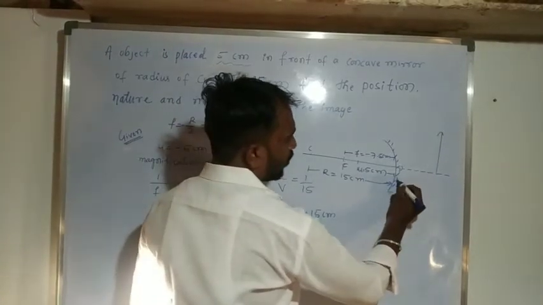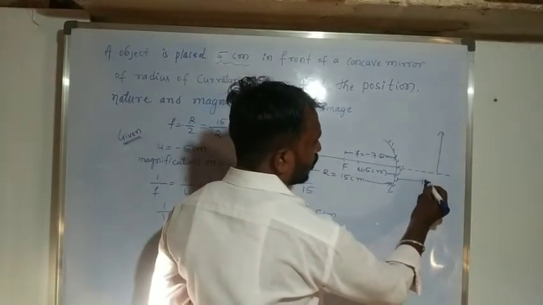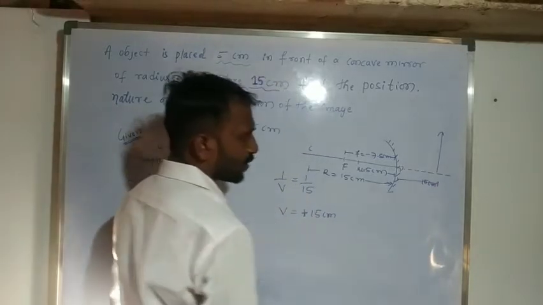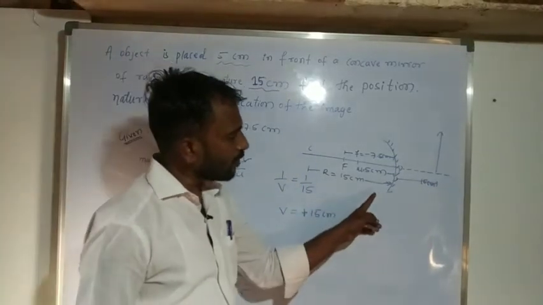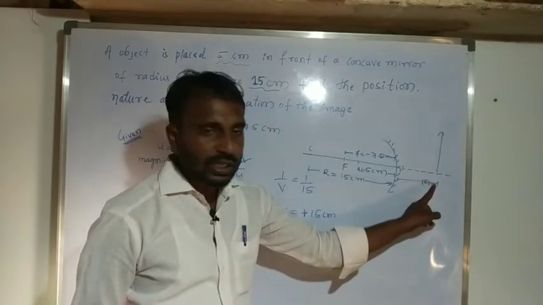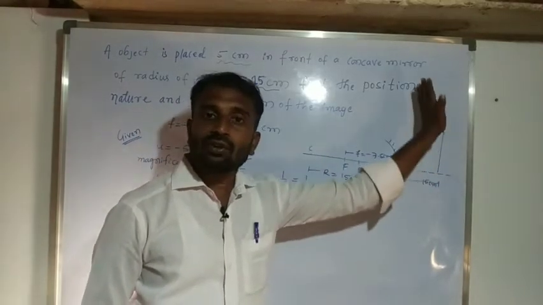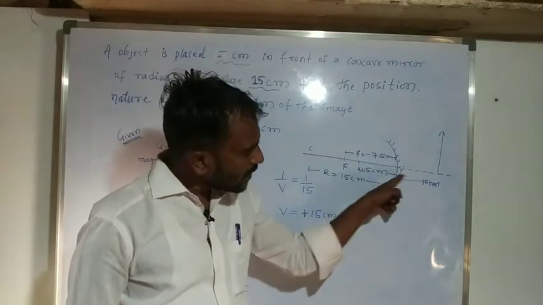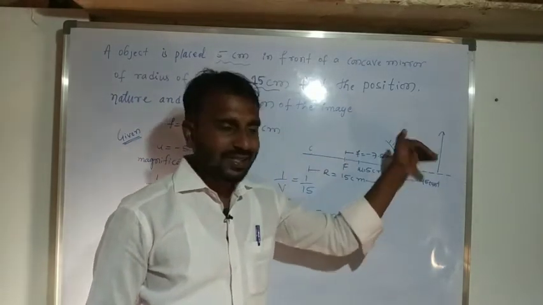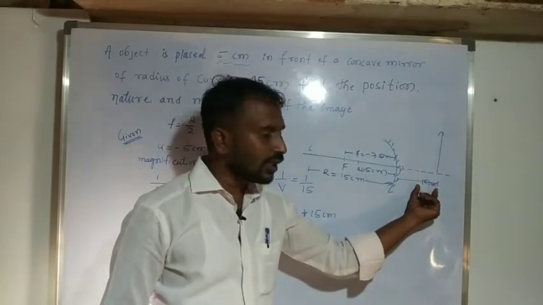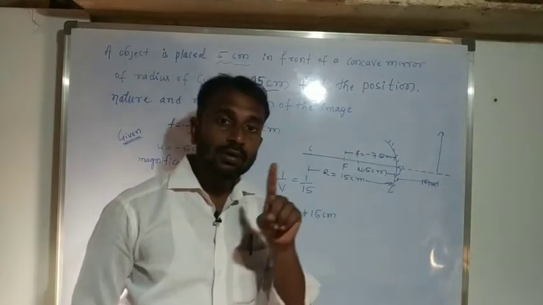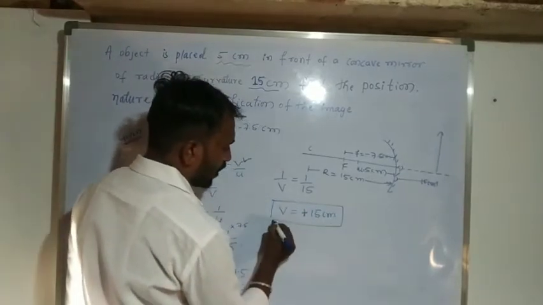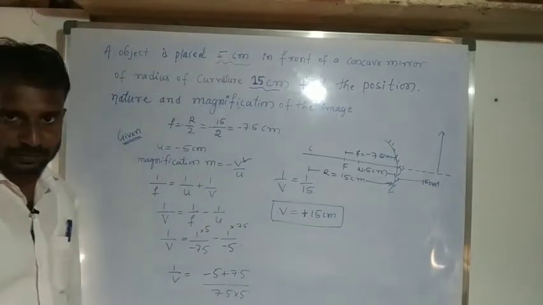It means from the pole of the mirror to the image, the distance is 15 centimeter, and this is positive. Positive means we get the image on the other side of the mirror. This distance is measured along the incident ray, so the image distance is considered positive. Okay, so V is equal to plus 15 centimeter.